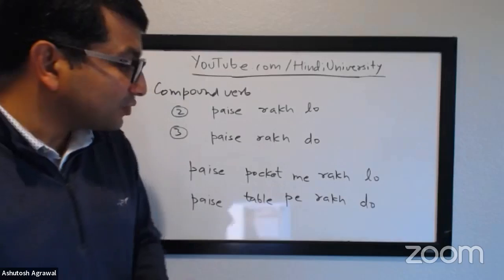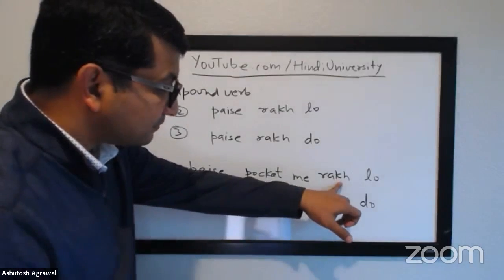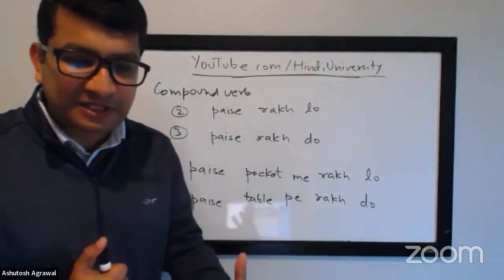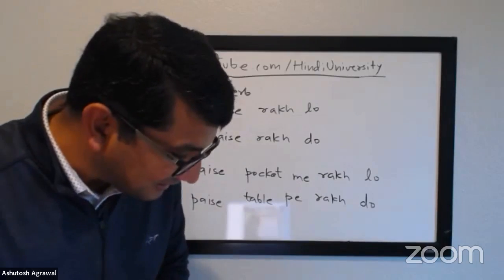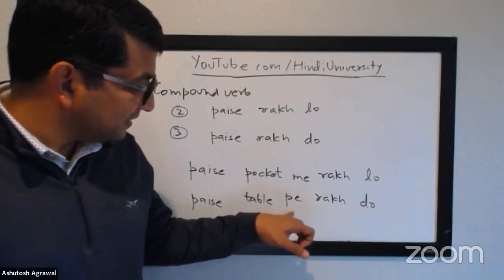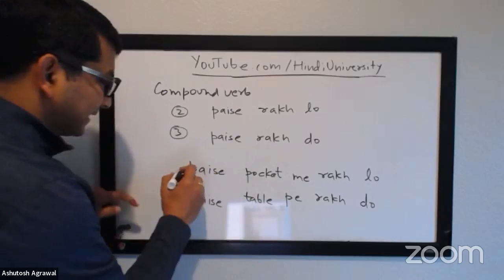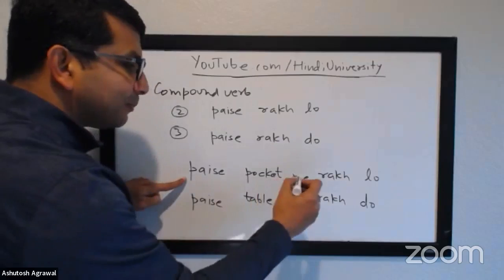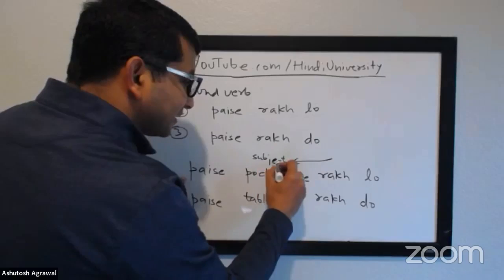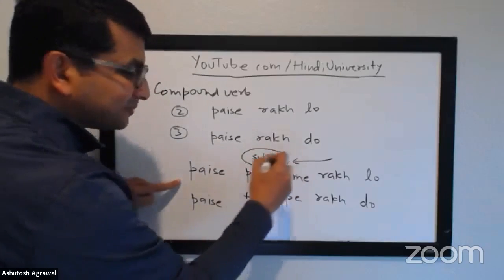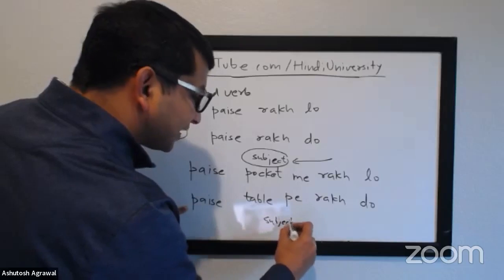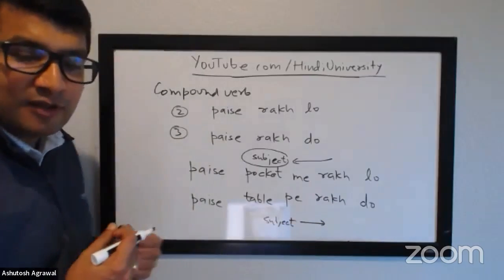Okay, very good. Anyone else would like to try? Define specific here. In the pocket, it is going to the subject. It's going to them. On the table, they're not getting it. It's going away from them. So basically in this example, when you say paise pocket mein rakh lo, it's coming to the subject or close to the subject. The money is coming to the pocket of the subject. In this one, paise table par, the subject is a user, and the money is going to the table. So it's going a little bit away from the user.